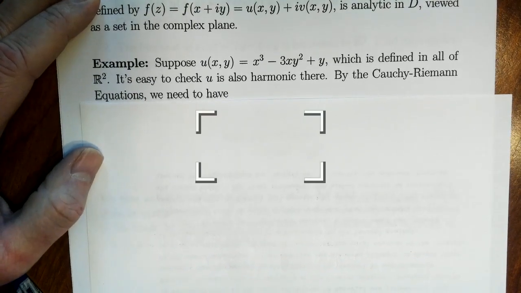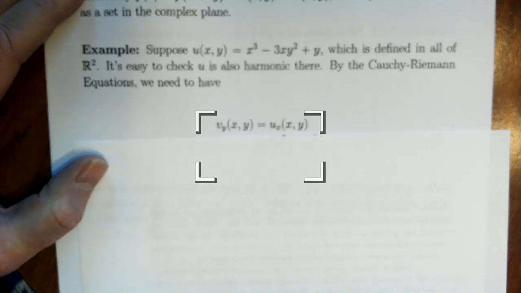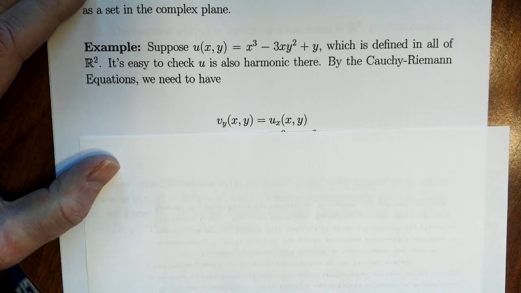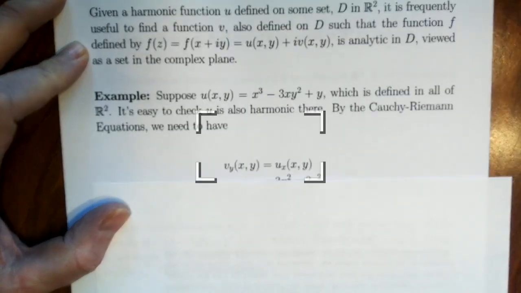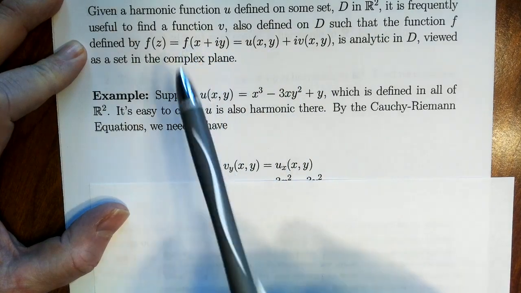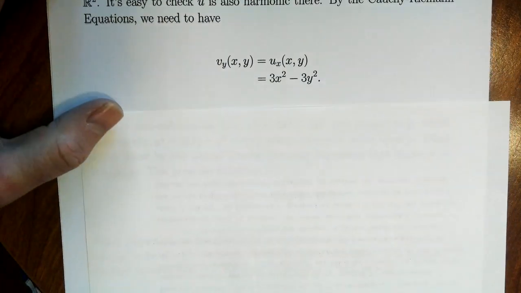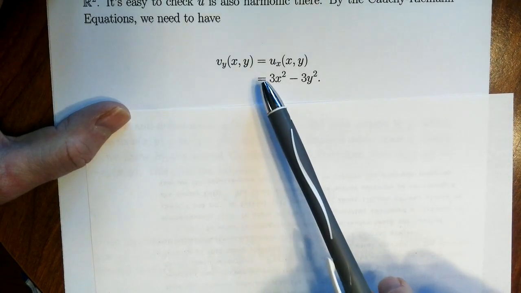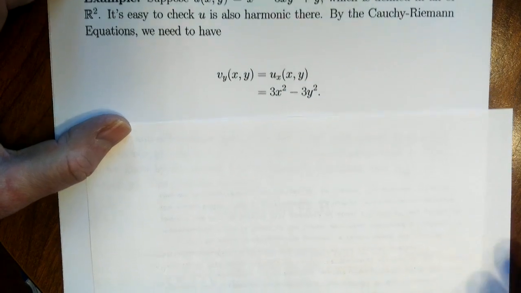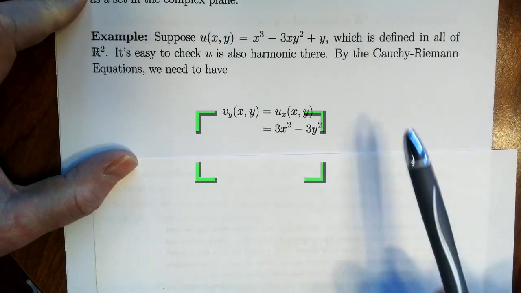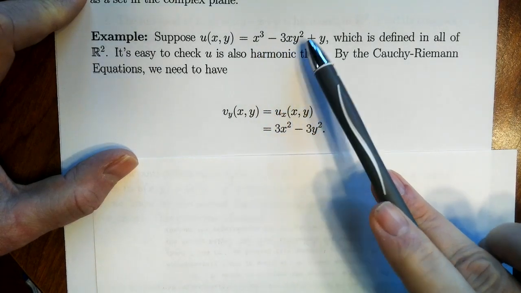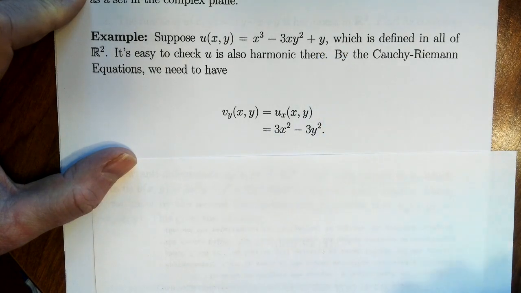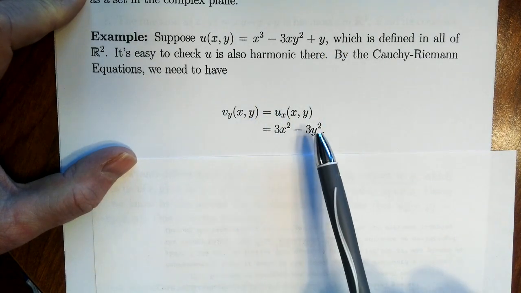So now, by the Cauchy-Riemann equations, we know that whatever v is, it's going to have to satisfy that the partial of u with respect to x is the partial of v with respect to y. That's because we want this function to be f, which is analytic. So that equation is the first Cauchy-Riemann equation, which has to hold. So the partial of v with respect to y has to equal the partial of u with respect to x. And the partial of u with respect to x we can calculate easily. It's 3x squared minus 3y squared, and the derivative of y with respect to x, of course, is 0. So that's the partial of v with respect to y.